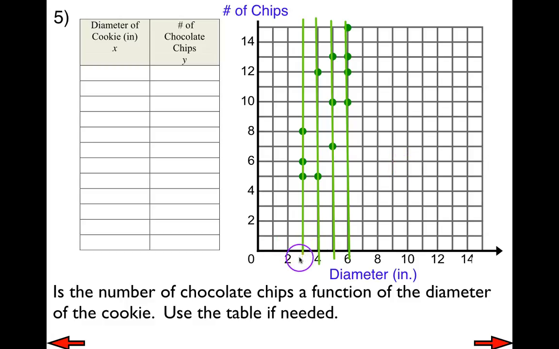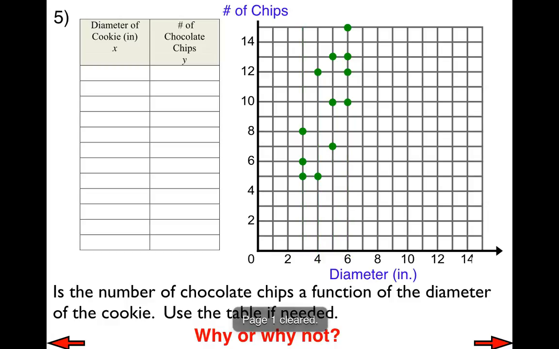So let me give you an example. The input of 3 is giving you 5. The input of 3 is also giving you 6. And the input of 3 is also giving you 8. It's not a unique output. So I would say this is not a function. Why? Because each input doesn't have exactly one output.